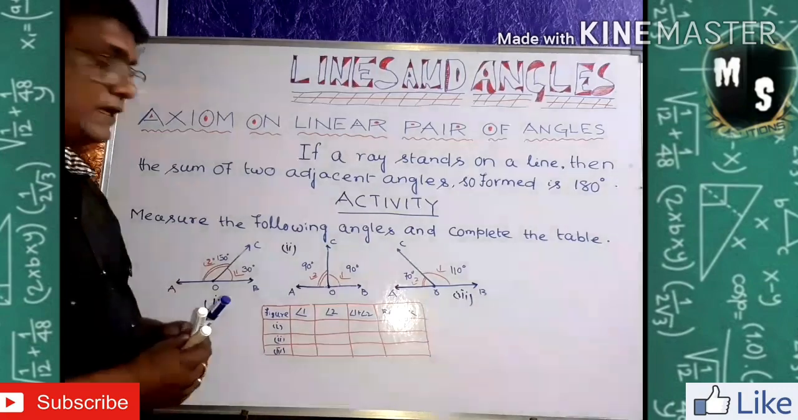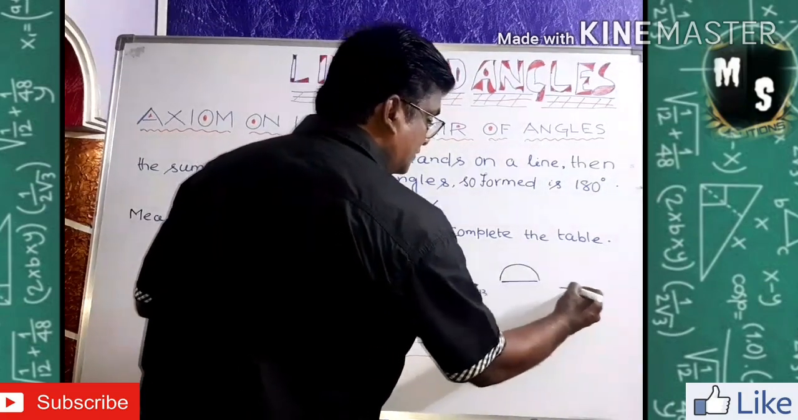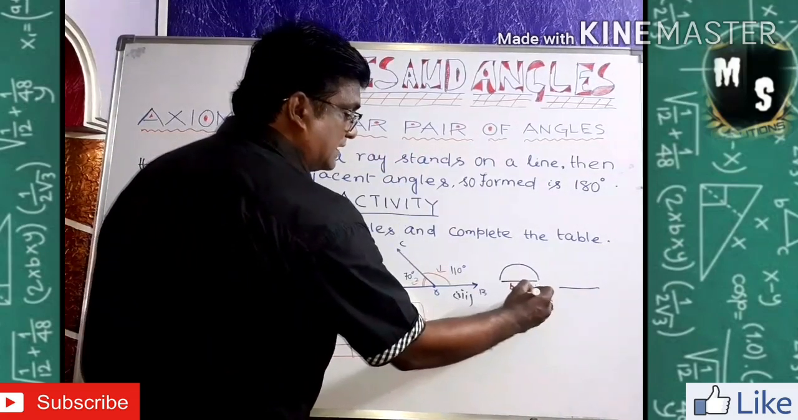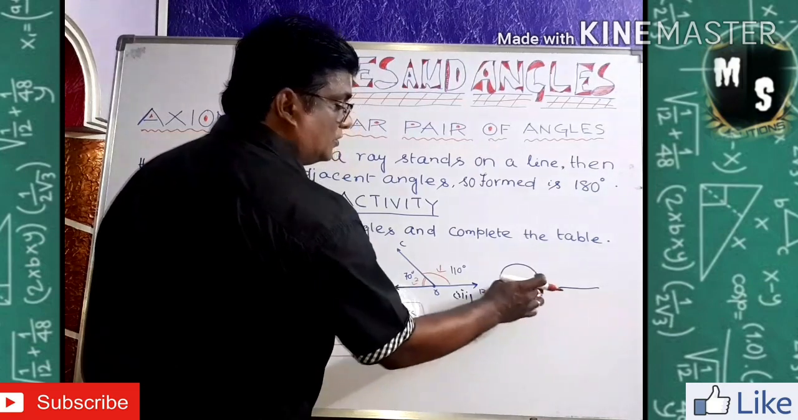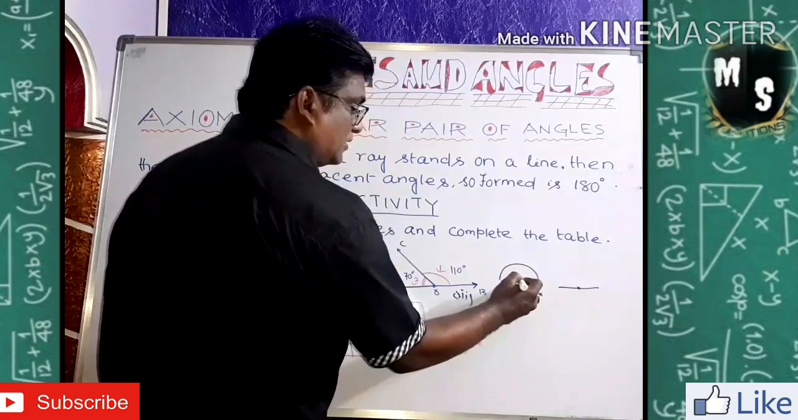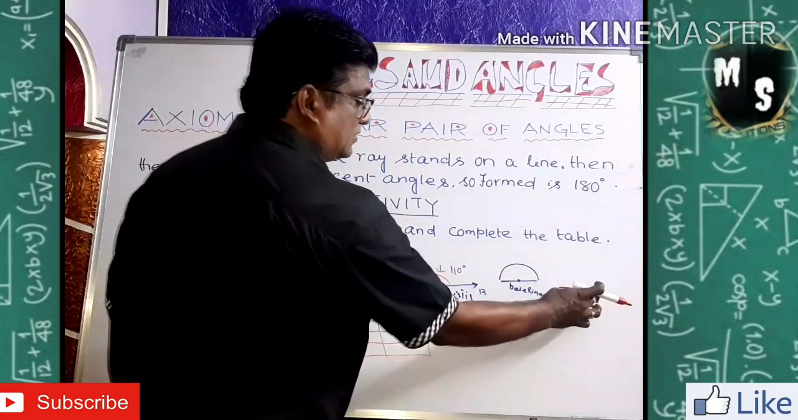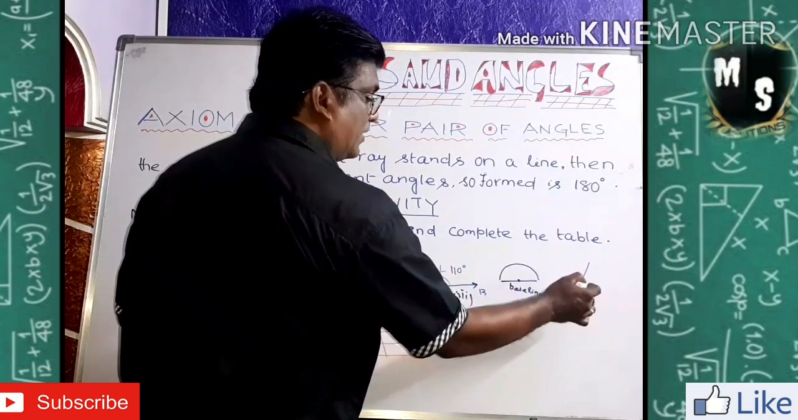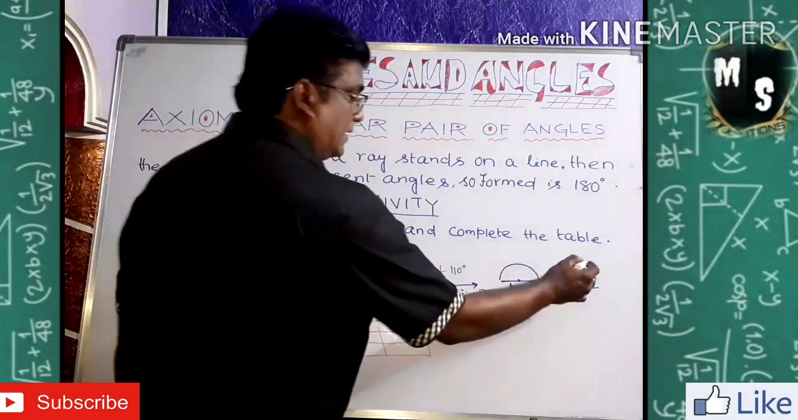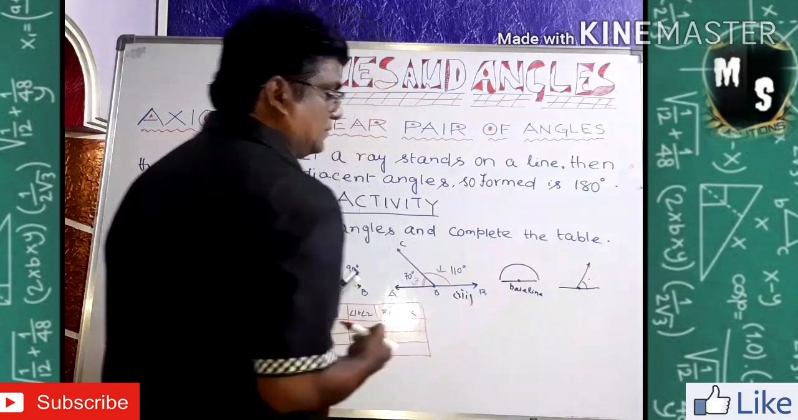You know how to measure the angles. Here is the protractor and here is your line. This is called the protractor base line. The protractor base line must match your line, and there is a point on the protractor also. This point must match this point. This line must match this line. Then the required angle, what the ray is showing, you have to write it here, and also measure this angle. Clear?